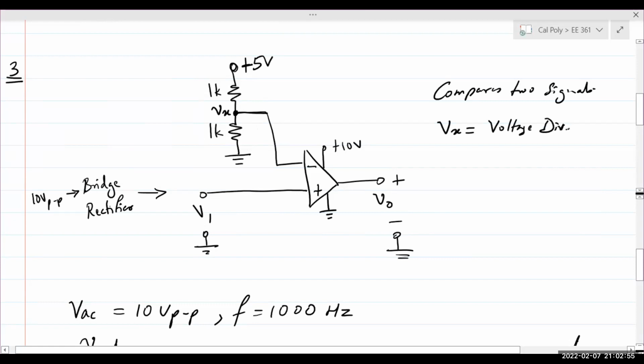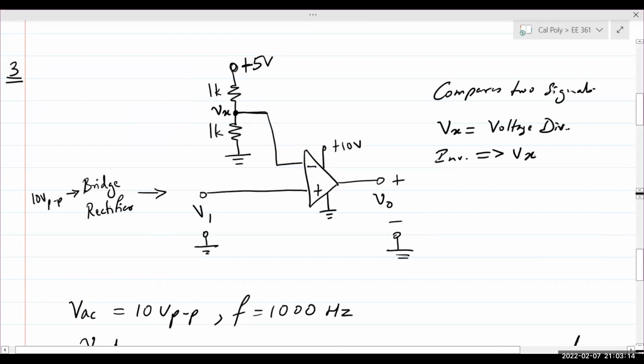And you don't even need to do any calculation. In voltage division, two resistors are equal. You should be easily able to deduce what Vx is. So that is the voltage at the inverting terminal, which is Vx.